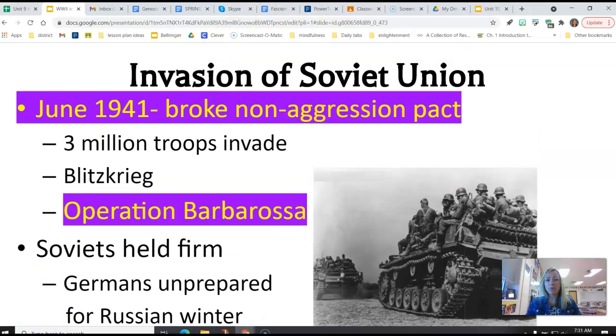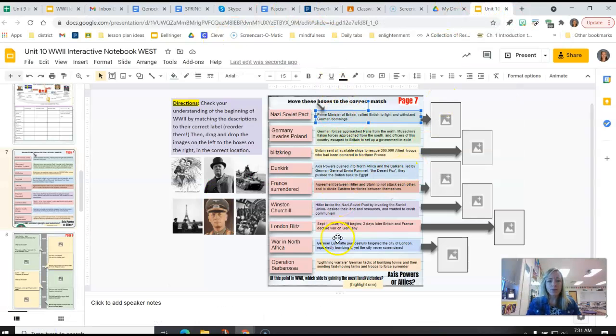So if we go back to our slide, go through, all of these were discussed. Move them to the correct spot, move these over, right, and then highlight the correct answer.